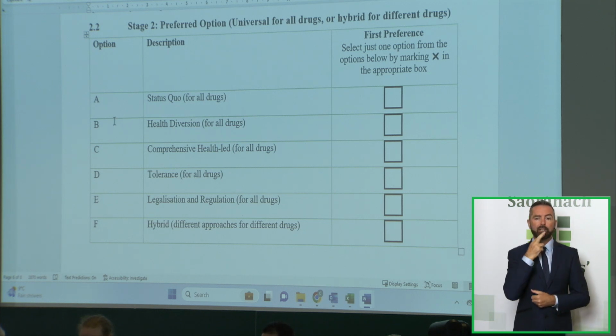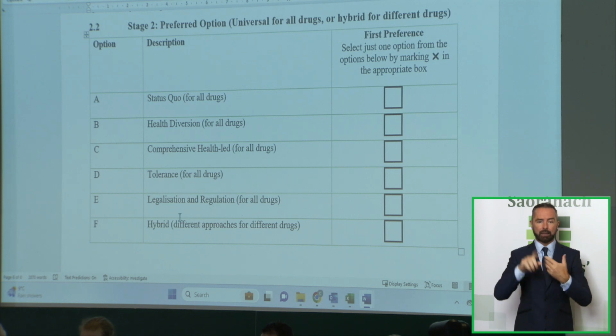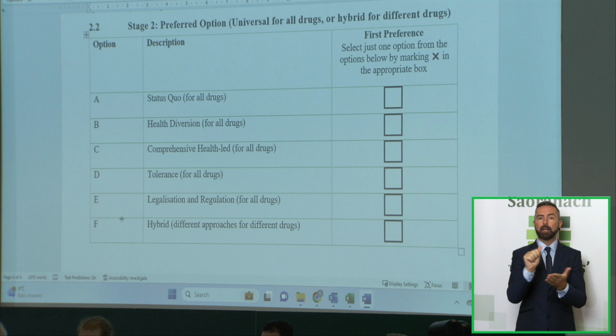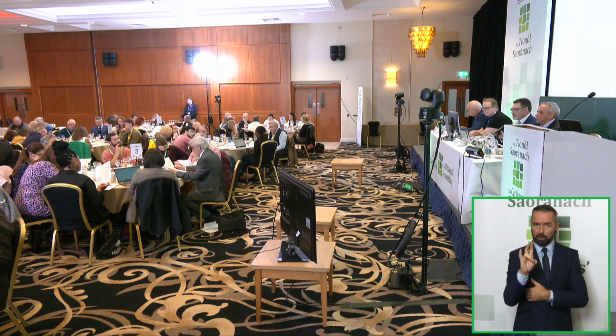But if there is an overall majority for either of the options B, C, D or E, that is the decision of the room. If there's an overall majority for F, we move to stage 3 voting. And if there is no overall majority for any of these options, we then also move on to stage 3, where we get into a little bit more nuanced decision making about which approach one would take for different types of drugs.